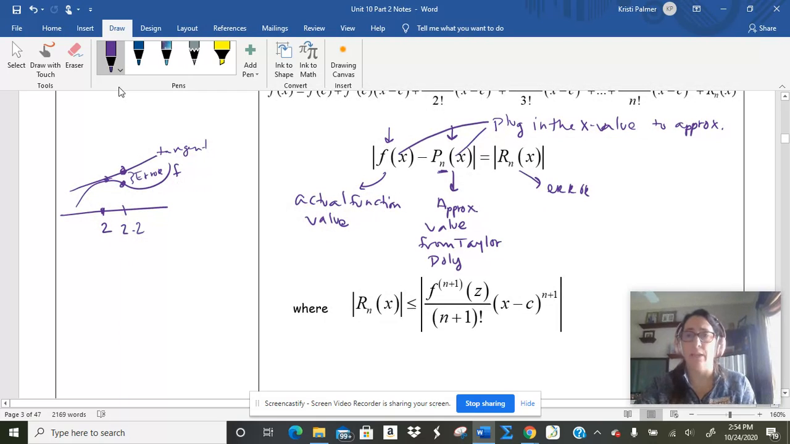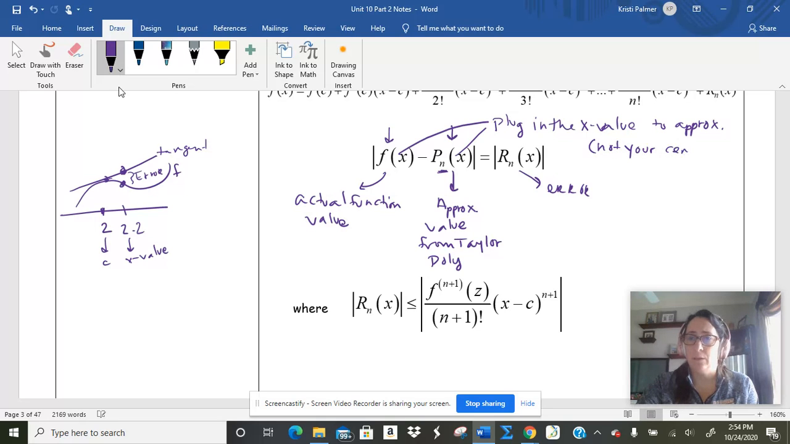So this is the x value that you're going to use to approximate. It is not where you are centered. It's the x value that you're plugging in for your approximation. So this is not your center. Your center is what you use to get the functions.